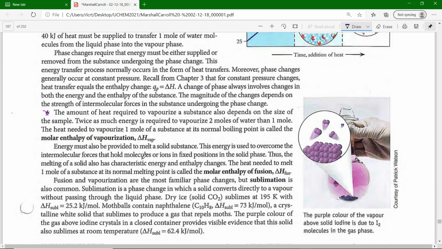Okay, so you got to pour in energy to overcome the intermolecular forces that hold the molecule together. If we're talking about iodine, then they would be dispersion forces, right? Be a molecular solid. If we're talking about delta H fusion, fusion and vaporization are the most familiar, but sublimation is also common. Solid going directly into a vapor without passing through the liquid phase. So dry ice sublimes at 195 Kelvin with delta H sublimation at 25.2 kilojoules per mole.